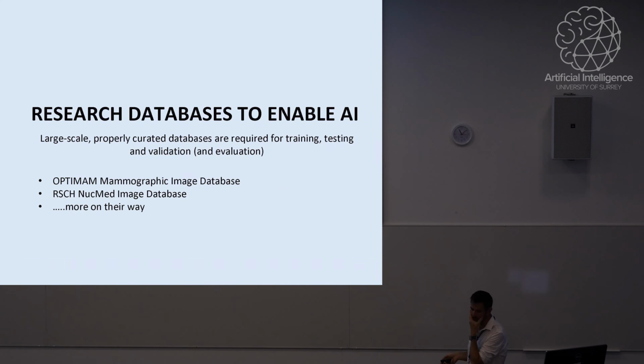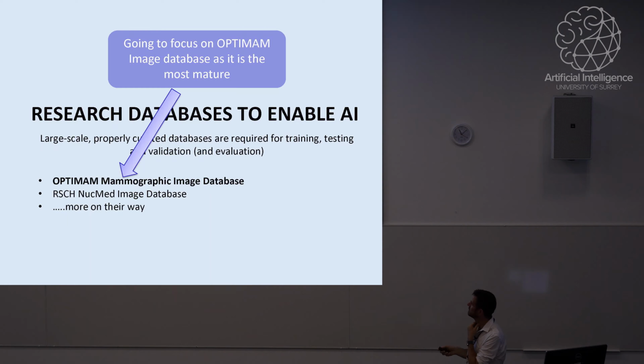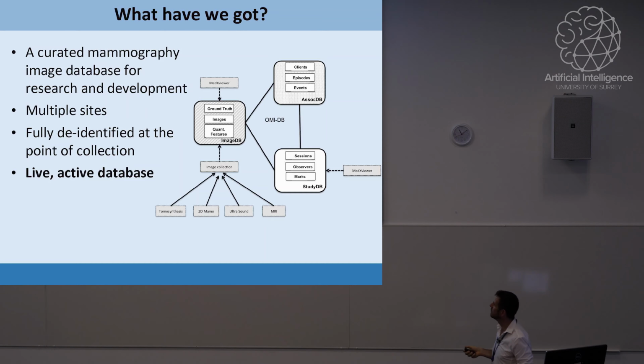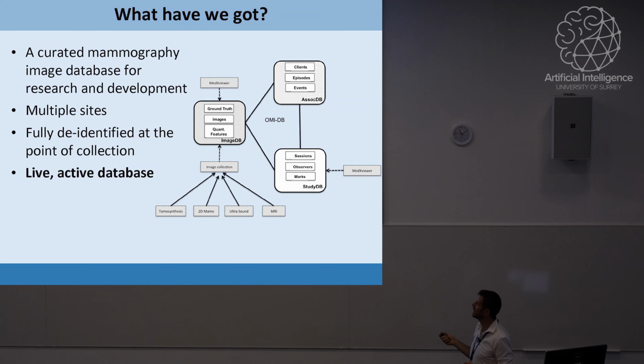So we've got a great big database. We've got several great big databases. I'm going to focus on the Optimam mammographic image database because it is by far our most mature. Large-scale, properly curated databases are required for AI. That's just a fact. You need very large databases for these. On this slide, we've got a graphic of some of what our overall schemas look like. But really what we end up with is a very large curated mammographic image database that collects from multiple sites. And to be very clear, it's fully de-identified at the point of collection.